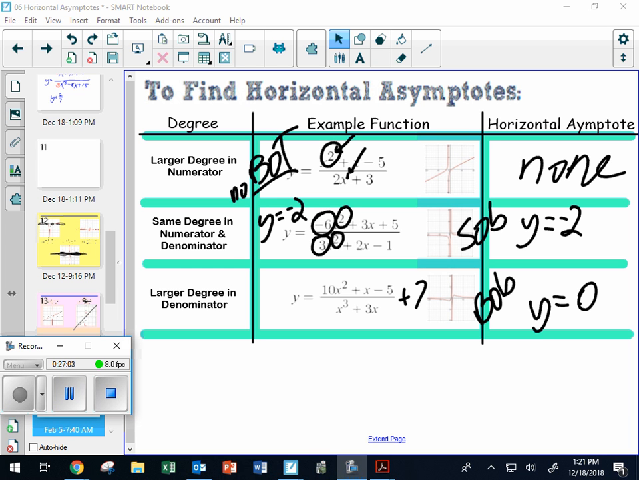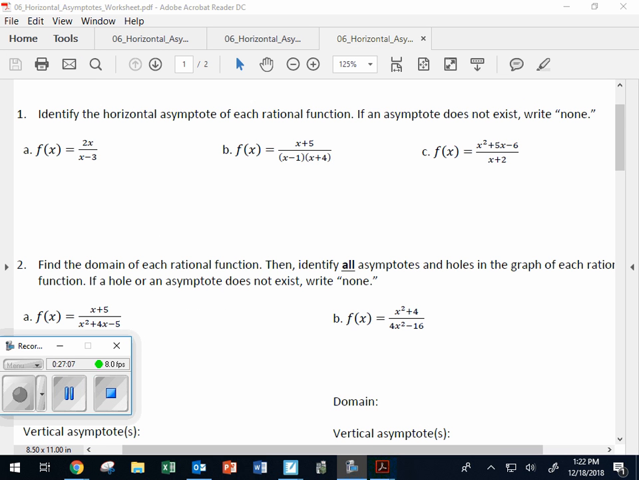All right. So now we're going to get to our worksheet. I'm going to pause while I pull that. Okay, here we are. Identify the horizontal asymptote. If an asymptote does not exist, write none. All right. So all we really have to ask is, is it bigger on the top, bigger on the bottom, or same on both? What do you think about A?